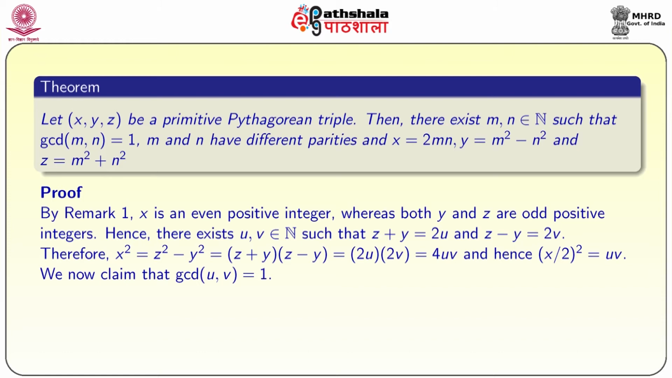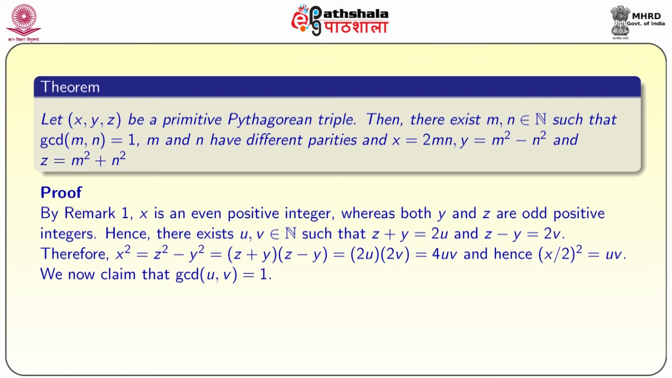Therefore, x square is equal to z square minus y square. As x, y, z is a Pythagoras triple, we have x square plus y square equal to z square. So, we have x square equal to z square minus y square, which is equal to z plus y into z minus y, but z plus y is 2u and z minus y is 2v. So, we have that x square is equal to 4uv, or equivalently (x by 2) whole square is equal to u into v. So, now we are going to claim that GCD of u, v is equal to 1.